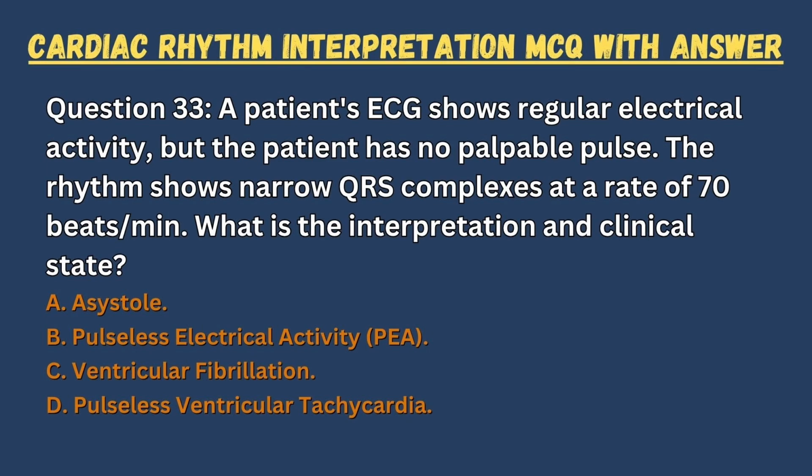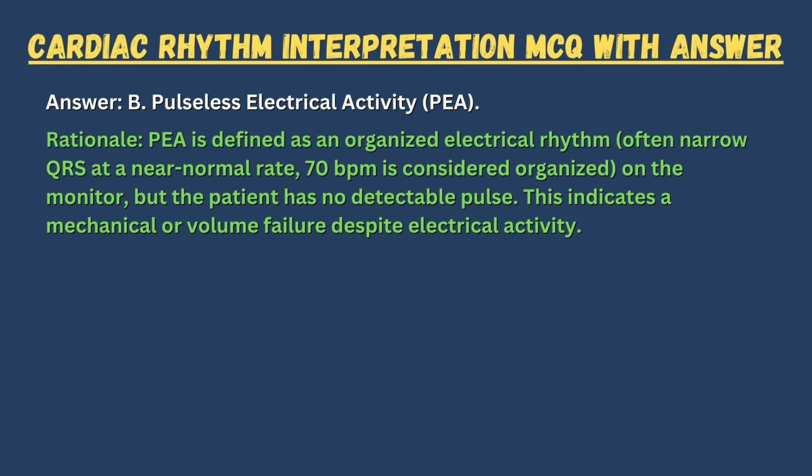The rhythm shows narrow QRS complexes at a rate of 70 beats per minute. What is the interpretation and clinical state? A. Asystole. B. Pulseless electrical activity, PEA. C. Ventricular fibrillation. D. Pulseless ventricular tachycardia. Answer. B. Pulseless electrical activity, PEA.